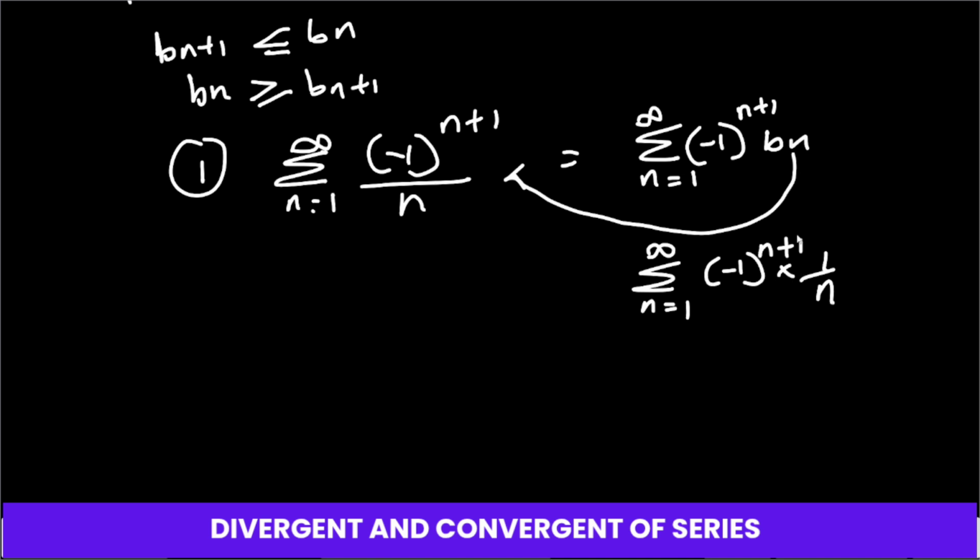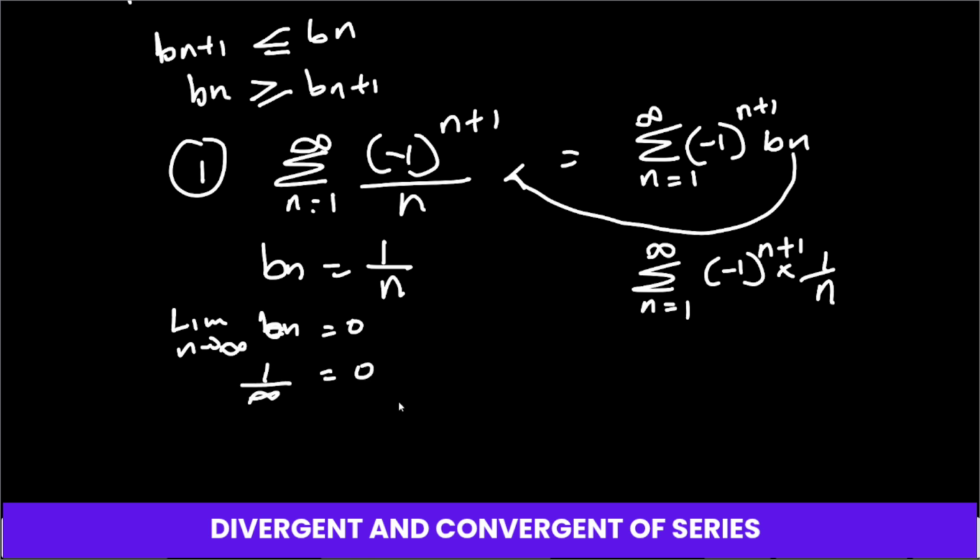So if we compare this, we can say Bn is equal to 1 over n. The first rule is for us to determine whether the limit of Bn is equal to 0. So we take the limit as n approaches infinity of Bn, and it should be equal to 0. Let's see. We know that Bn is equal to 1 over n, so 1 over infinity will actually be equal to 0. So we've satisfied one condition.